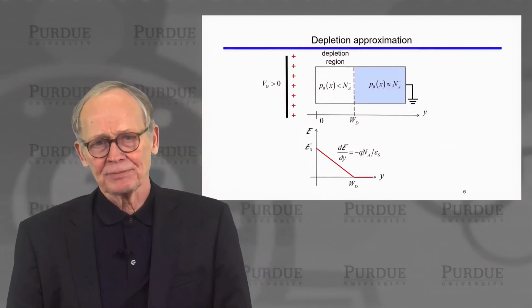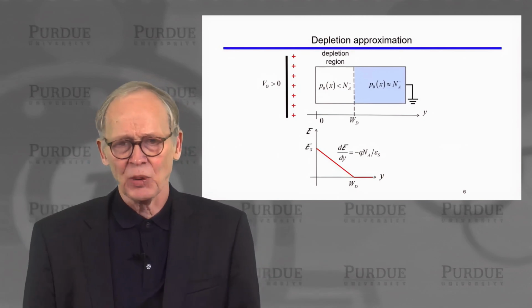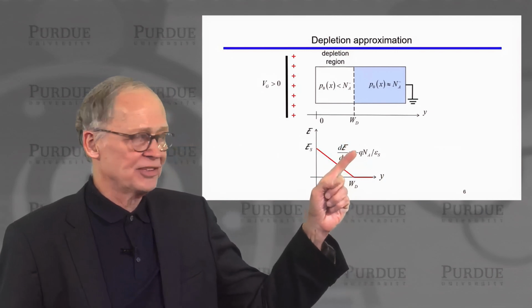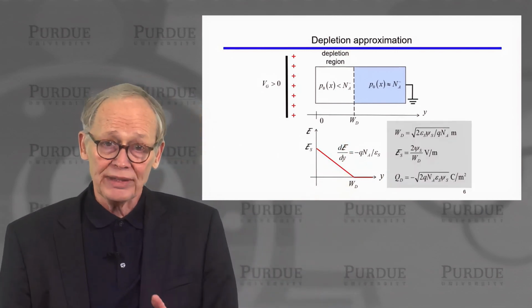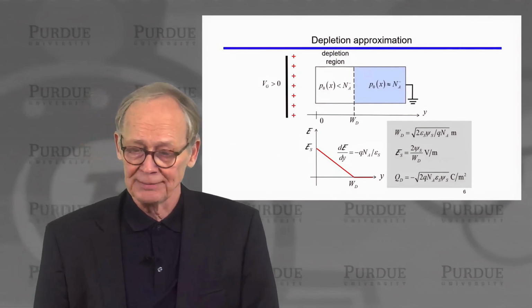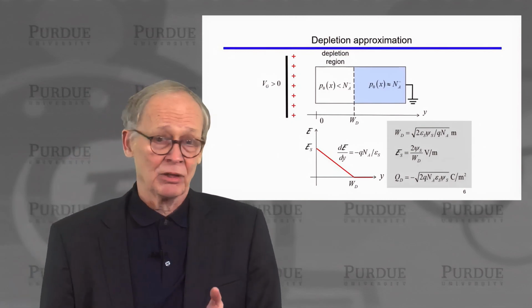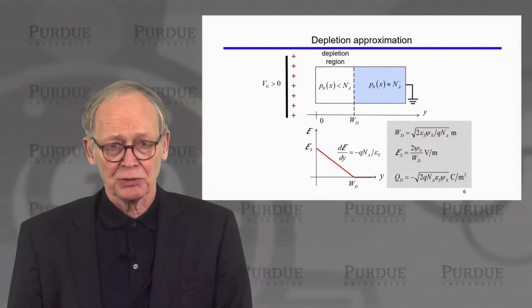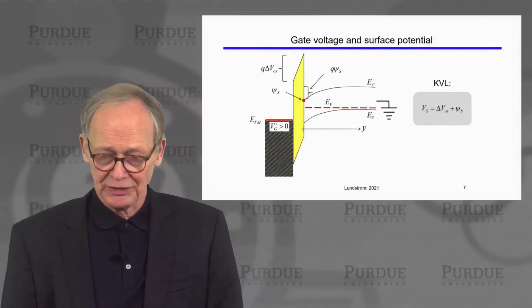Now, in depletion, we can solve the Poisson equation fairly easily. This is a widely used simplification. It starts by saying divergence D is equal to rho, and then we can easily compute the width of this depletion region, W sub D, the electric field at the surface, E sub S. We can also compute the charge in the depletion layer. So we get some very useful quantities that we need to analyze transistors and MOS capacitors.